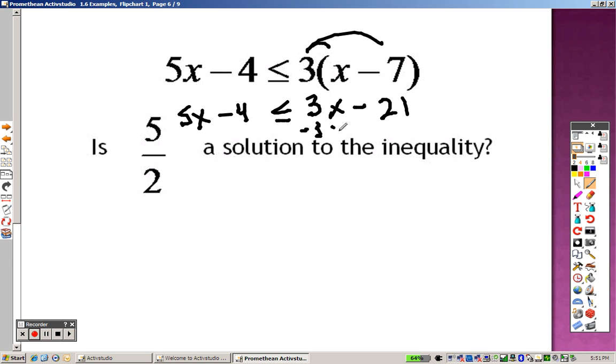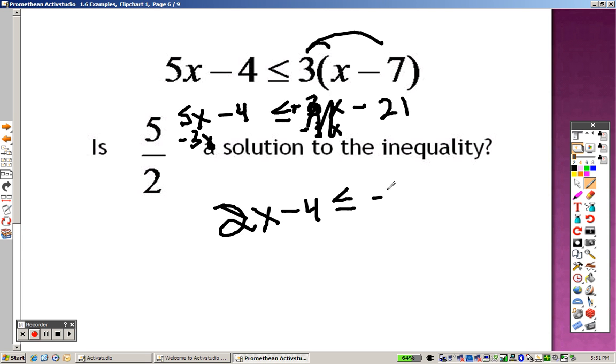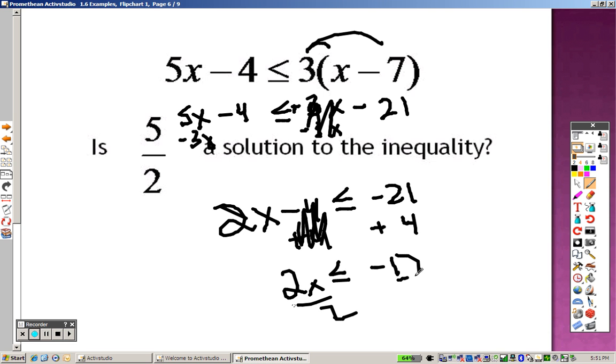So I'm going to subtract the 3x to get all my x's on the same side because it's a positive 3x. So that's gone. So now I have 2x minus 4 less than or equal to negative 21. So I add 4 to both sides. And by doing that, that's gone. So I'm getting 2x is less than or equal to negative 17. I divide both sides by 2. And I get x is less than or equal to negative 17 over 2.